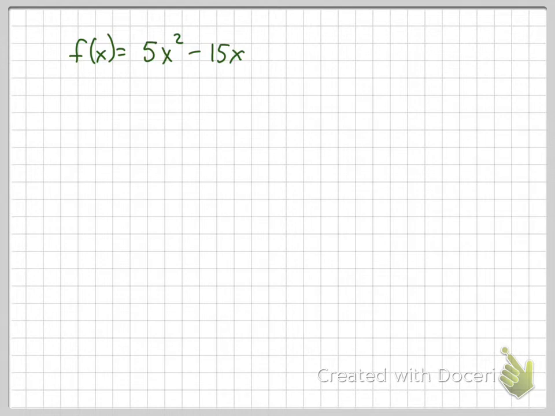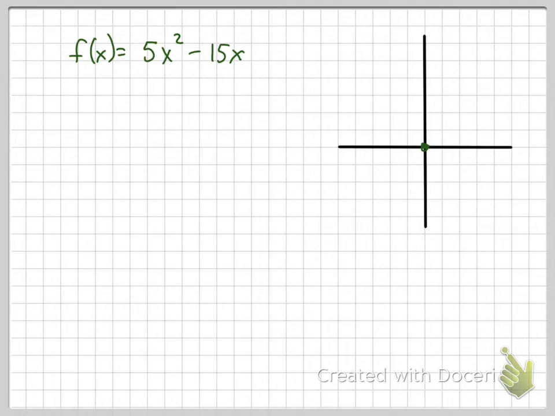Okay, do you have an A? Yes. What's my A? 5. What's my B? Negative 15. What's my C? Zero. And C is my y-intercept, which means it crosses the y-axis at 0. Now think about this. Have some math common sense. If it crosses the y-axis at 0, not only is it my y-intercept, but it's also an x-intercept, correct?